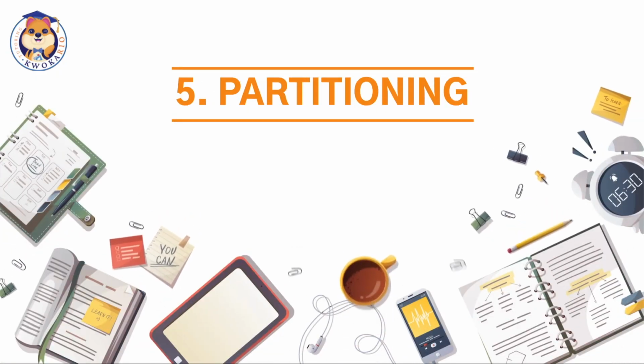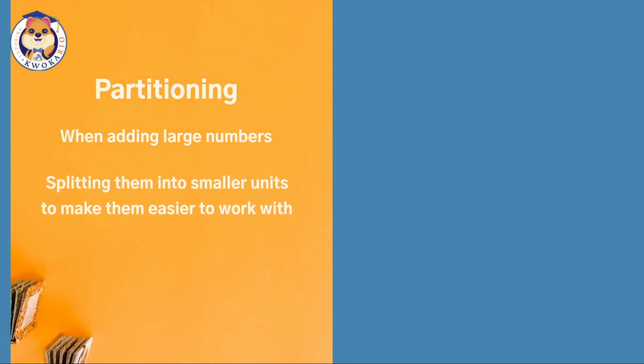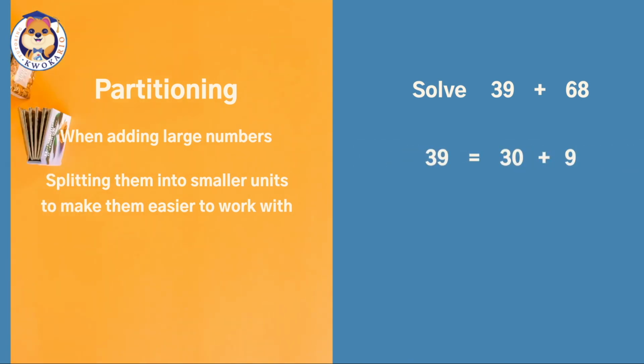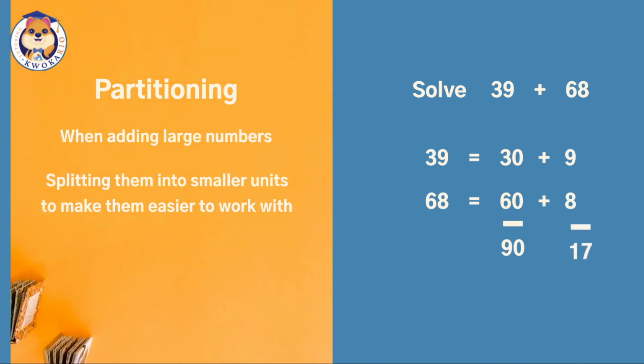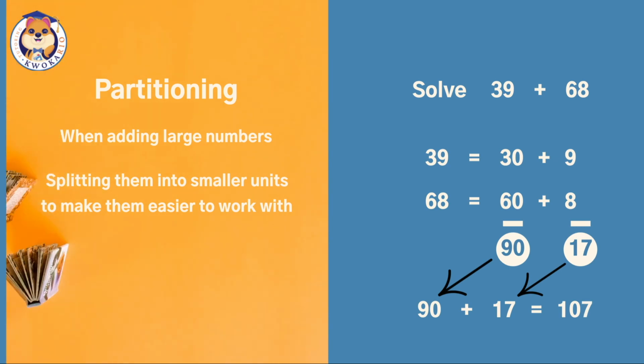Strategy number 5 is partitioning. This strategy can be used when involving large numbers. We split them into smaller units to make them easier to work with. Let's solve 39 plus 68. We know 39 equals to 30 plus 9, and 68 equals to 60 plus 8. 30 plus 60 equal 90. 9 plus 8 equals to 17. As a result, 90 plus 17 equal 107.